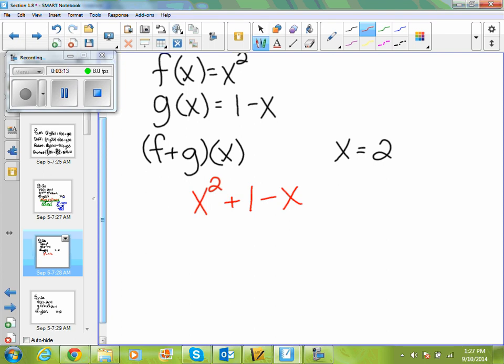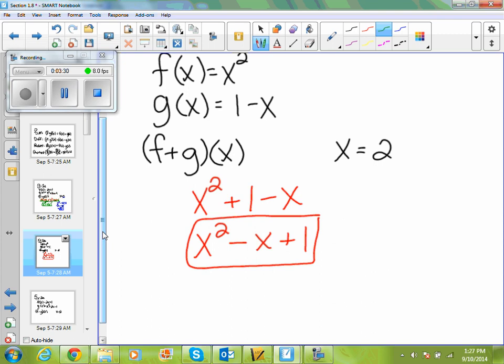If I simplify that, it's x squared minus x plus 1. All I did was put it in form from biggest exponent to smallest exponent. There was nothing to combine in that case, so I just rearranged it. Then if x equals 2, I get 2 squared minus 2 plus 1. Plug in 2's for all my x's. 2 squared is 4, so 4 minus 2 plus 1, and 4 minus 2 plus 1 is 3.